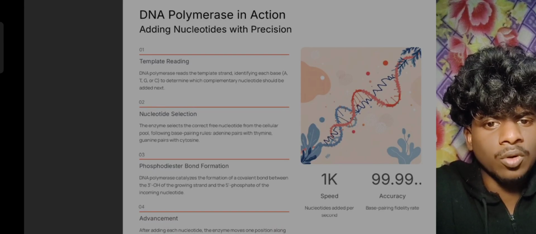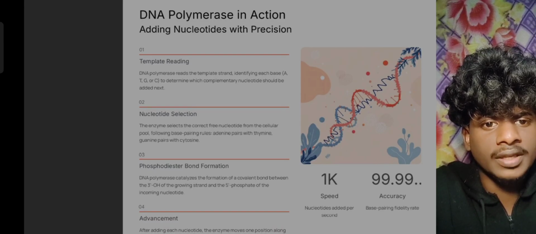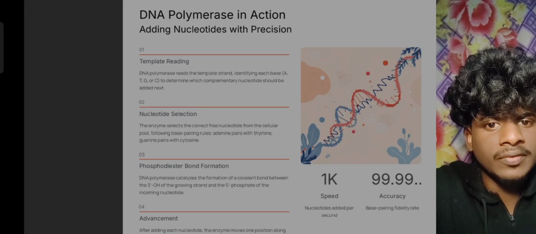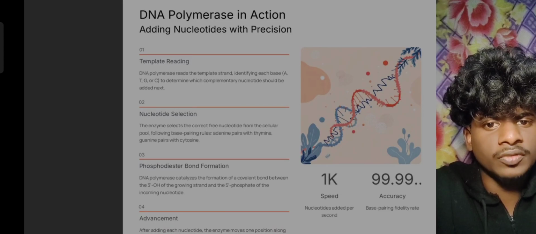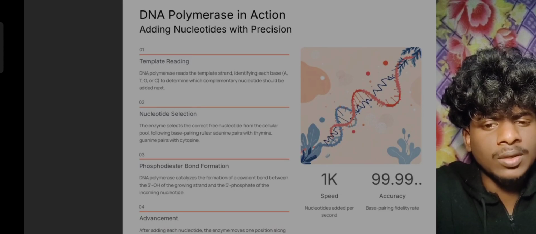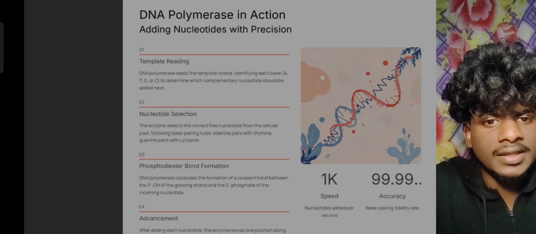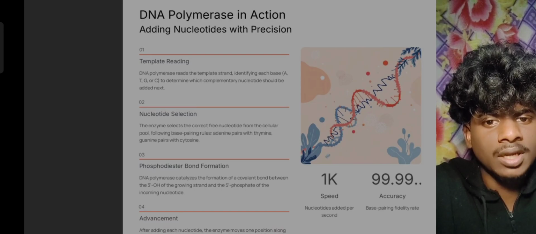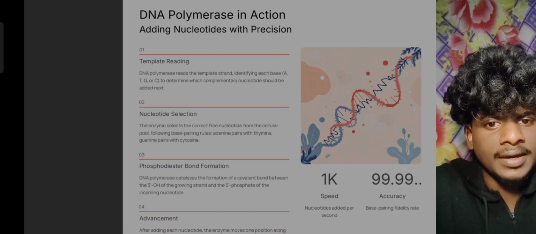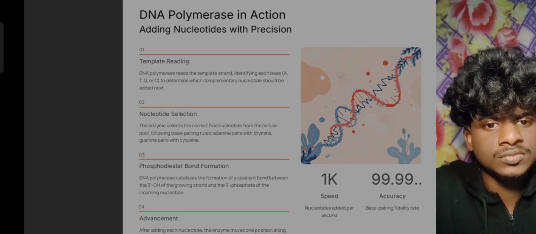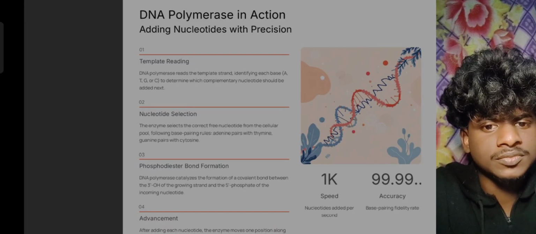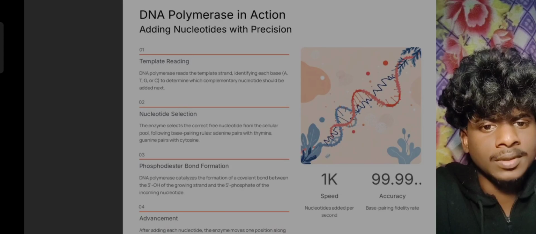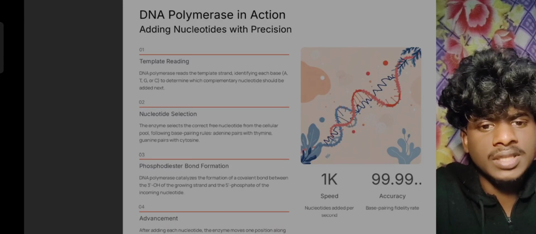Phosphodiester bond: DNA polymerase catalyzes the formation of a covalent bond between the 3' OH group of the growing strand and the 5' phosphate of the incoming nucleotide. Advancement: after adding each nucleotide, the enzyme moves its position along the template, repeating the process with extraordinary speed and accuracy. You can see the speed is 1000 nucleotides added per second, and the accuracy of base pairing is 99.99%.